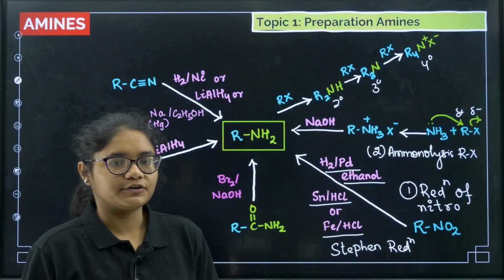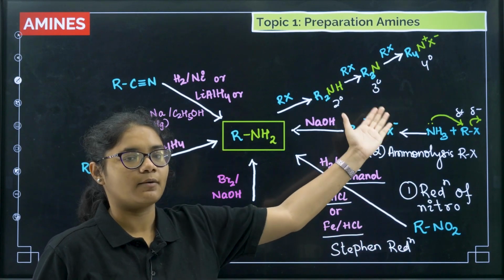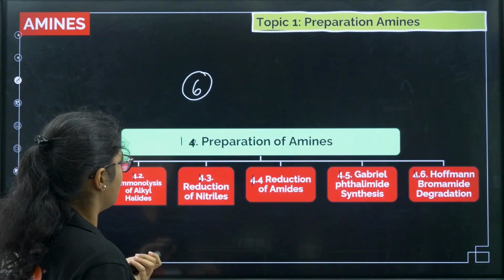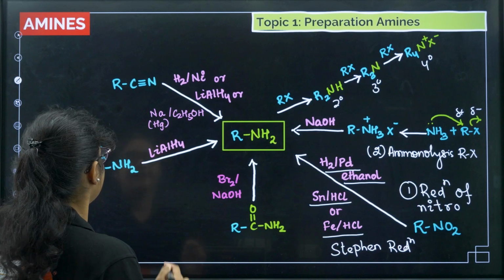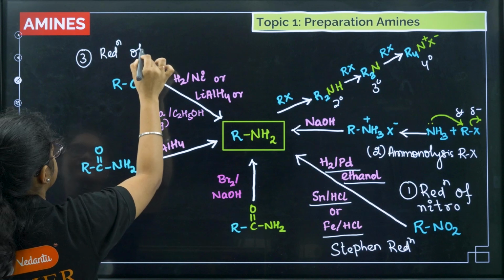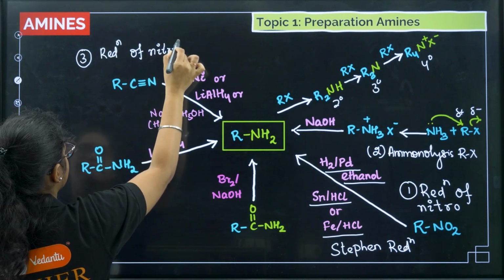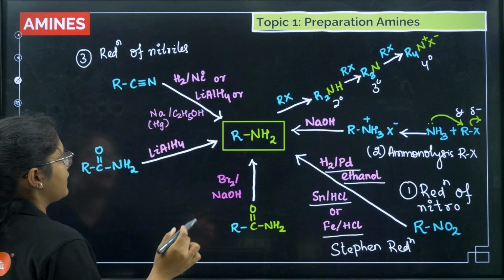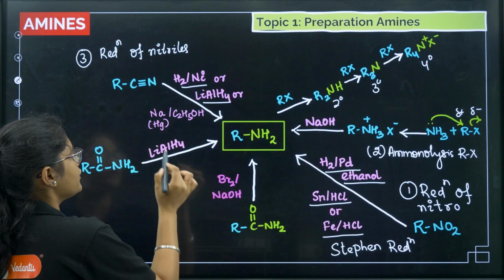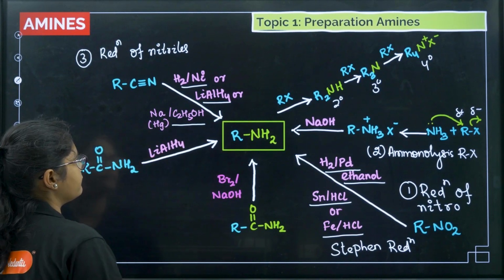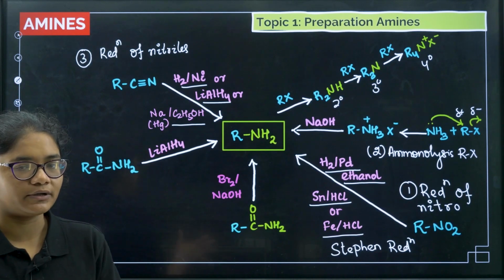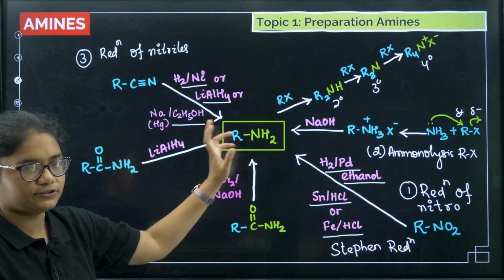Clear? Second method. So the first method was reduction of nitro compounds, the second was ammonolysis of RX, and the third one is reduction of nitriles, that is RCN. So what are the reagents to reduce this one? We can use hydrogen with nickel, or lithium aluminium hydride, or sodium amalgam with ethanol, that is Na in presence of C2H5OH. So this will give you RNH2.